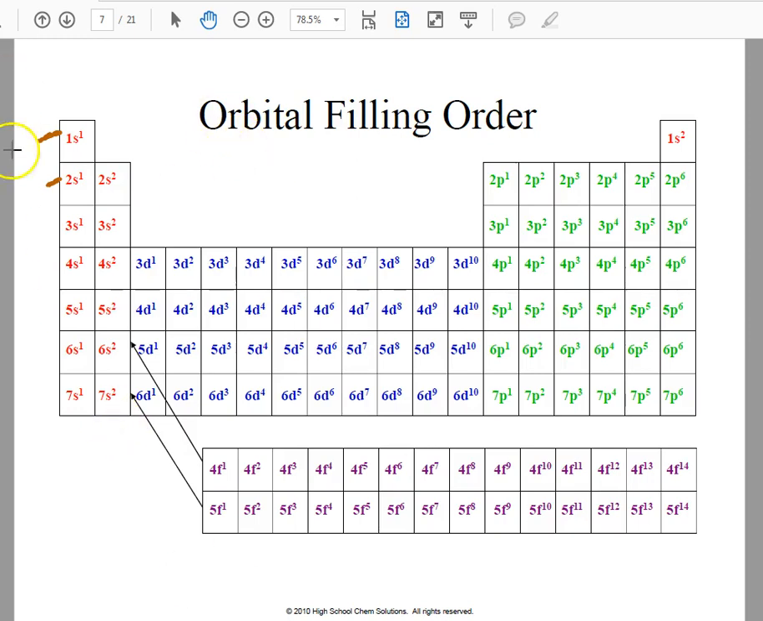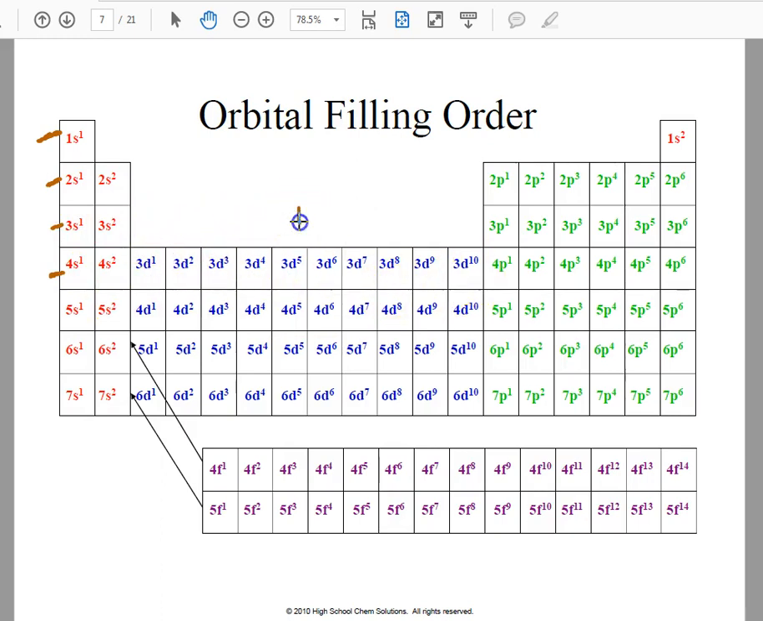After that, we have 3s, if we have more electrons, and then 3p. We then have 4s, if we have more electrons, and after that is filled, we actually have the 3d orbital. Now, this can be a little bit confusing because it seemed like we were going in order, right? 1, 2, 3, 4, and then we have the 3d.